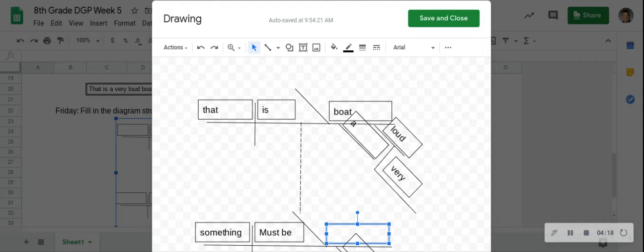Wrong. Like I said, we're either in caveman talk or Shakespeare. So caveman talk is that is boat. Something must be wrong. However, Shakespeare is that is boat. Something must be wrong. And they both work. You can be caveman or you can be Shakespeare.